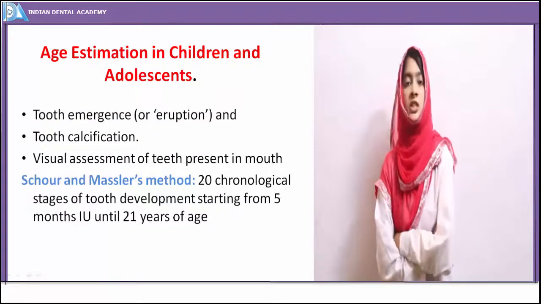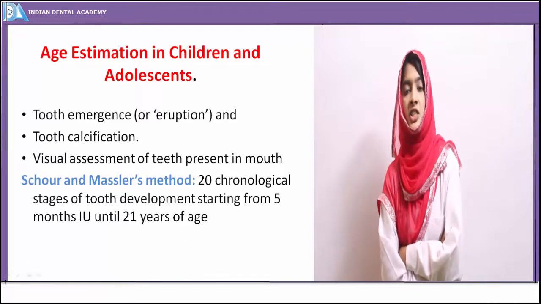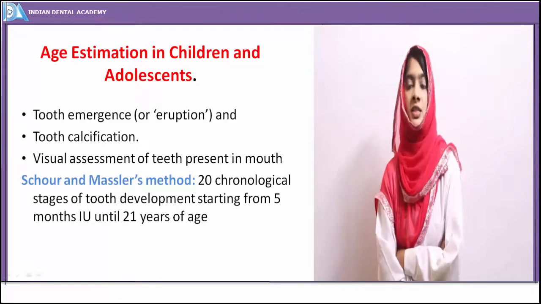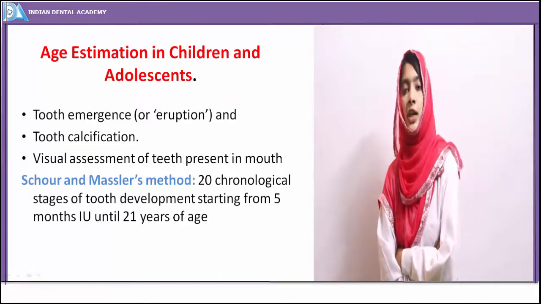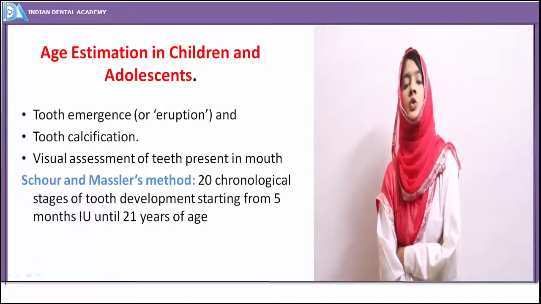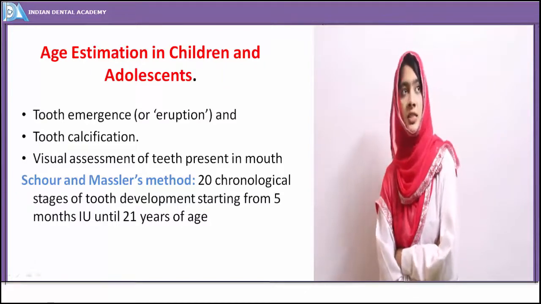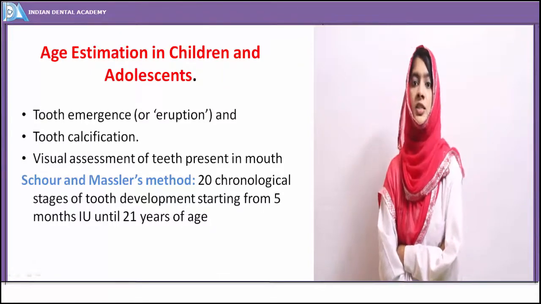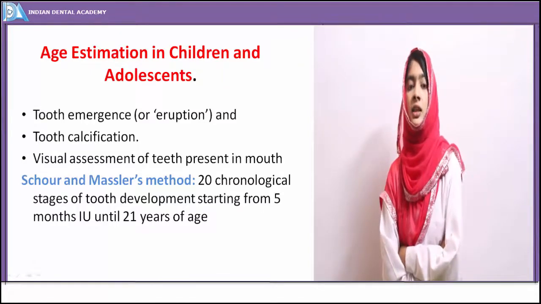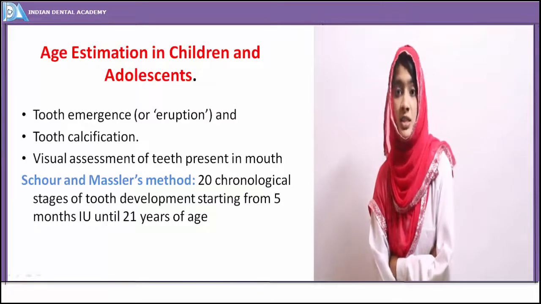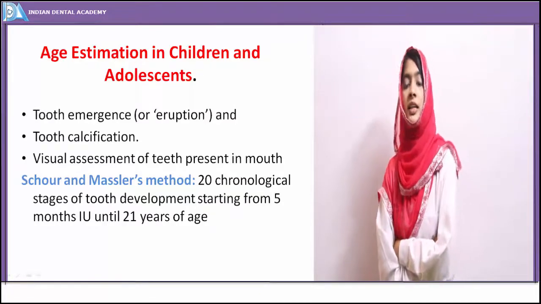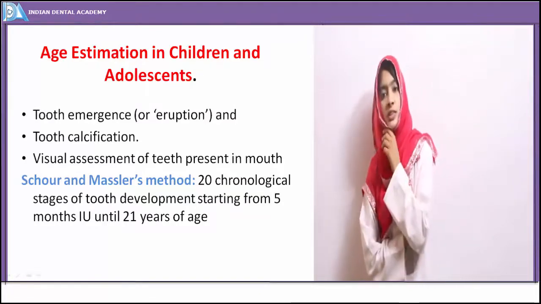The age estimation in children and adolescents. In children aged about 5-6 years, age estimation depends on the tooth eruption in the oral cavity, tooth emergence in the oral cavity, and even the tooth calcification. This method is relatively simple because it just depends on identifying the emergence or eruption of teeth which is clinically visible to you. Clinical or visual assessment of teeth is carried out.